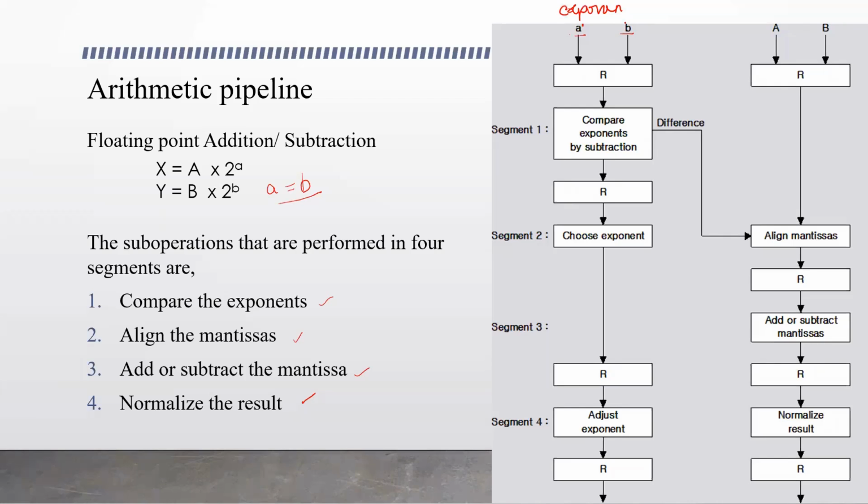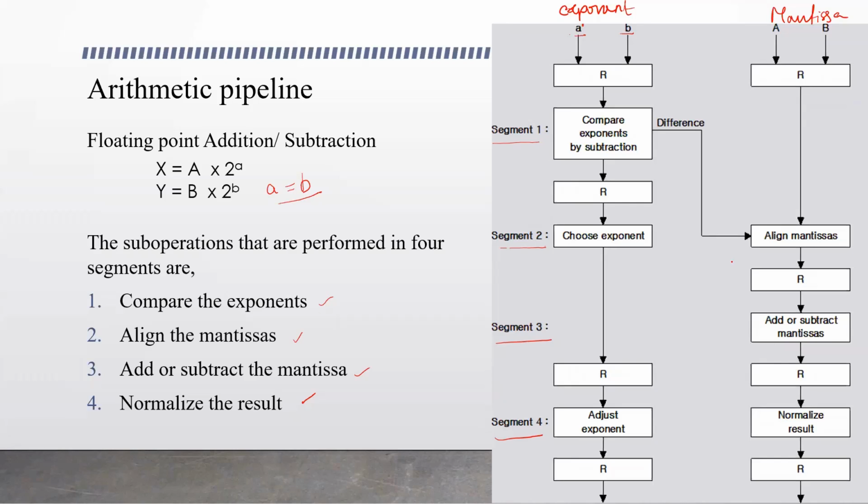This is the exponent, and here is the mantissa, capital A and B. Here we have divided these operations into four sub operations. Segment 1 executes the first sub operation, segment 2 does the second operation, then segment 3 and segment 4. So there are four segments that perform these sub operations independently and in parallel.